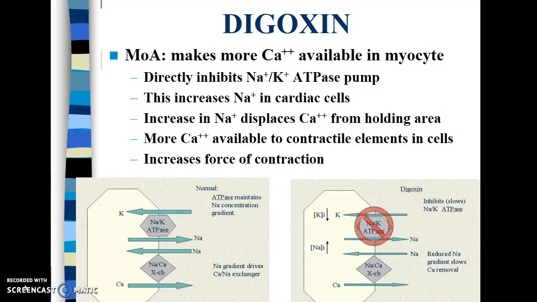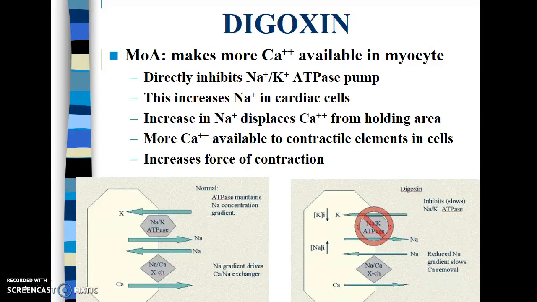Digoxin makes calcium more available in the myocyte, and the way that it does that is it inhibits the sodium potassium ATPase pump. This is a pump that uses energy. It's basically a slower pump that is constantly working to keep the sodium and potassium on the correct sides of the cell, especially in the resting state, not when it's depolarized.